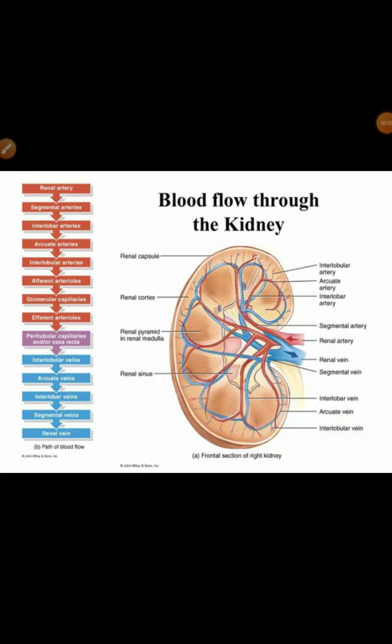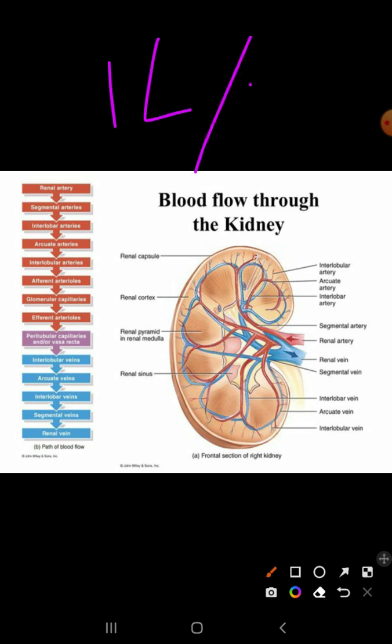Renal blood flow. The amount of blood flowing through the kidney is huge relative to its size. Renal blood flow is about 1 liter per minute. This constitutes 20% of the resting cardiac output.